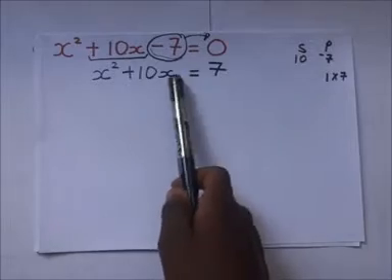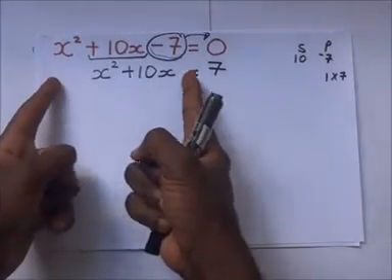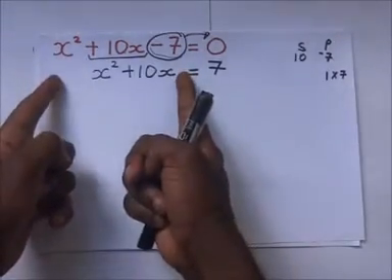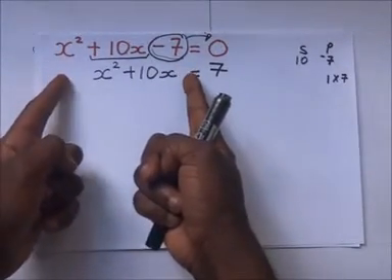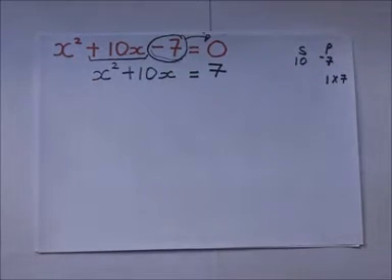When we add it on both sides of this equation, you will realize that this part of the equation has become a perfect square, and when it becomes a perfect square, then we can solve the quadratic equation. So we shall begin.